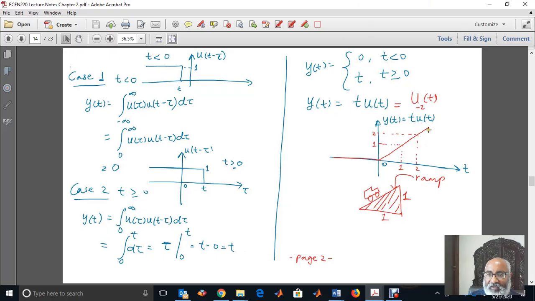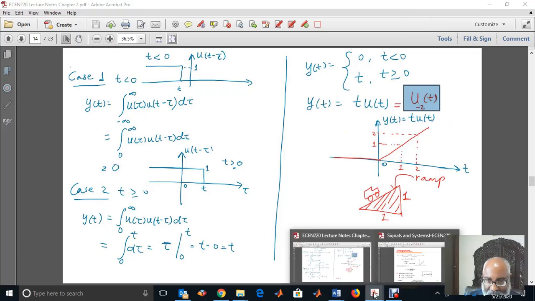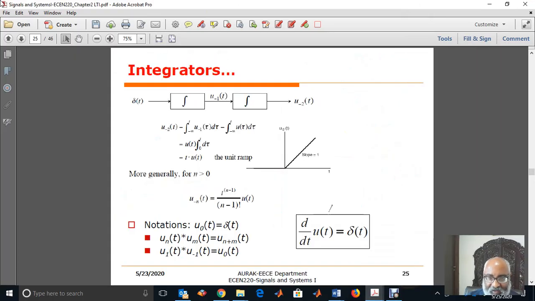Why is it called unit ramp? If you see it, it looks like a ramp. And unit means the slope is 1, because this is t. So when t is 1, y is 1. When t is 2, y is 2. That means the slope is 1, and we call this the unit ramp function. And symbolically, we write it u subscript minus 2 of t.